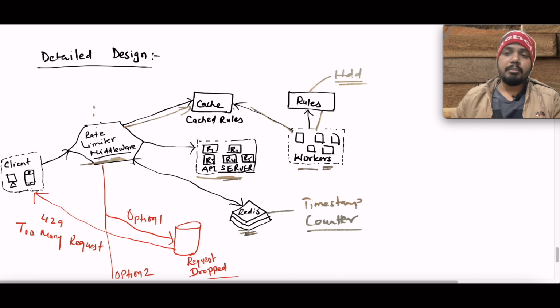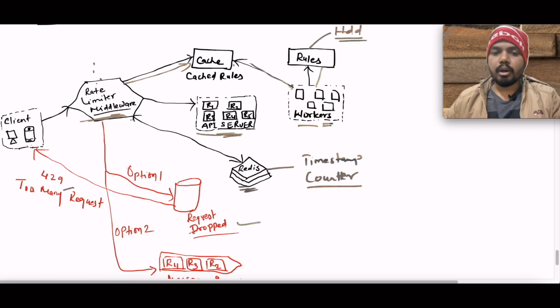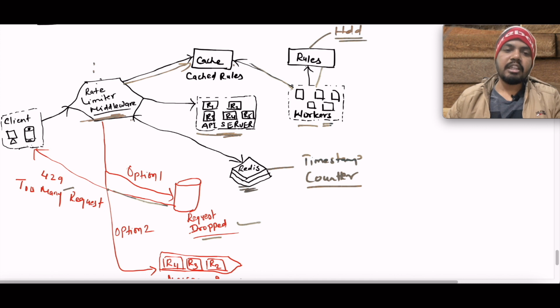Whenever the rate limiter drops a request, meaning the request is rate limited, we have two options. Option number 1: it will drop the request and send back a response code to the client, and the response code will be 429. It means too many requests.